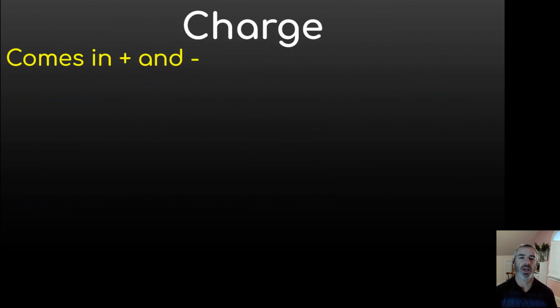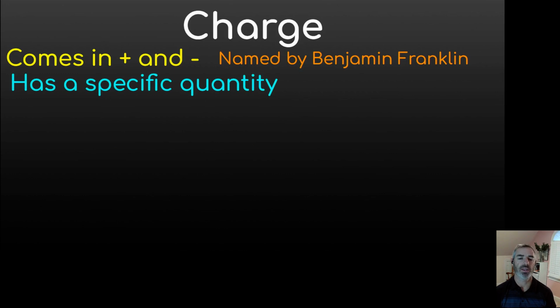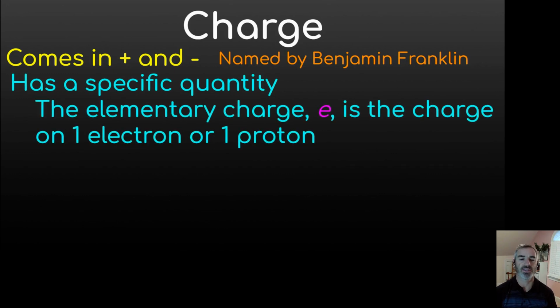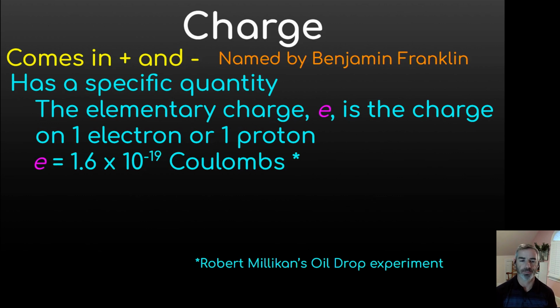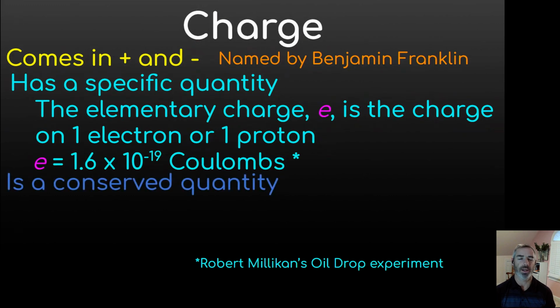So charge we know comes in positive and negative, and that was named by Benjamin Franklin when he did his famous kite experiment. It has a specific quantity. The elementary charge, e, is the charge of one electron or one proton. And the charge is 1.6 times 10 to the negative 19th coulombs. And this was discovered by Robert Millikan in his oil drop experiment, which suspended charged oil drops in between two electrically charged plates.